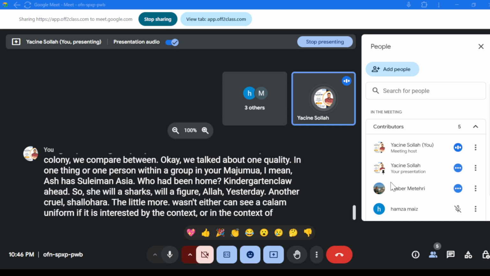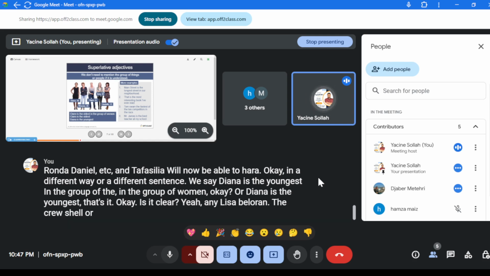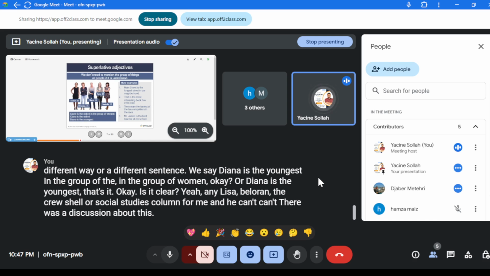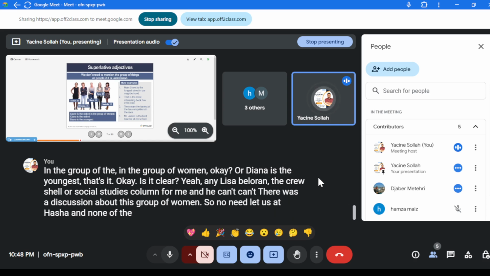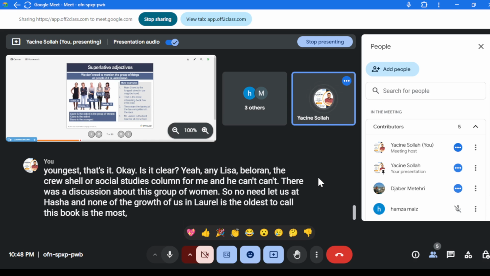Okay, is it clear? It is not necessarily needed to mention the other things, especially if the context is understood, meaning there was a conversation before. Okay, there was a discussion about this group of women, so no need to mention the other details. We can say Claire is the oldest. We can say this book is the most interesting, the most interesting book.